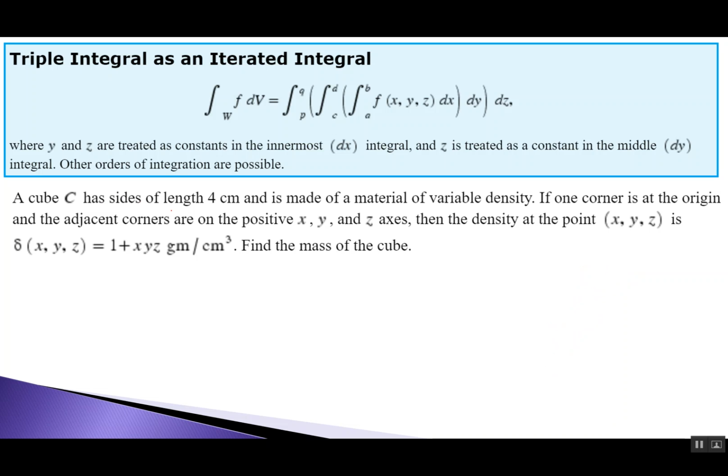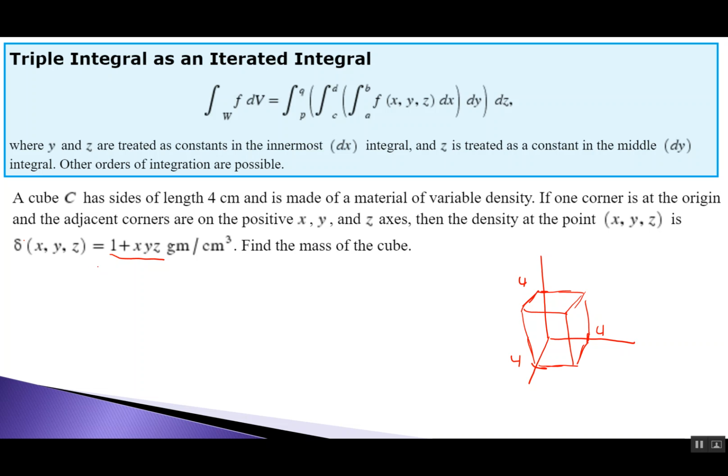Okay, so we've got a cube. It has sides of length 4, and it's made of material of variable density. One corner's at the origin, and the adjacent corners are on the positive x, y, and z axes. So that's a 4, that's a 4, that's a 4, and this cube comes out looking like this. So there's my cube, and the density at any given point is 1 plus xyz grams per cubic centimeter, and we want to find the mass.